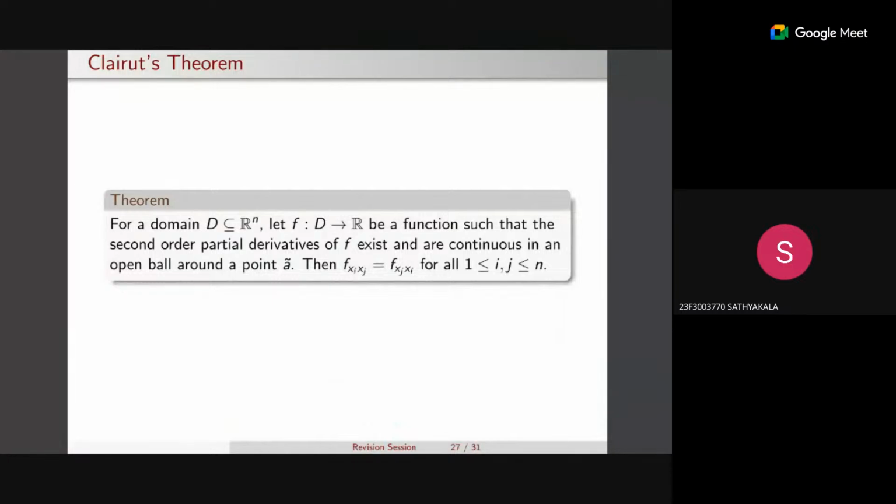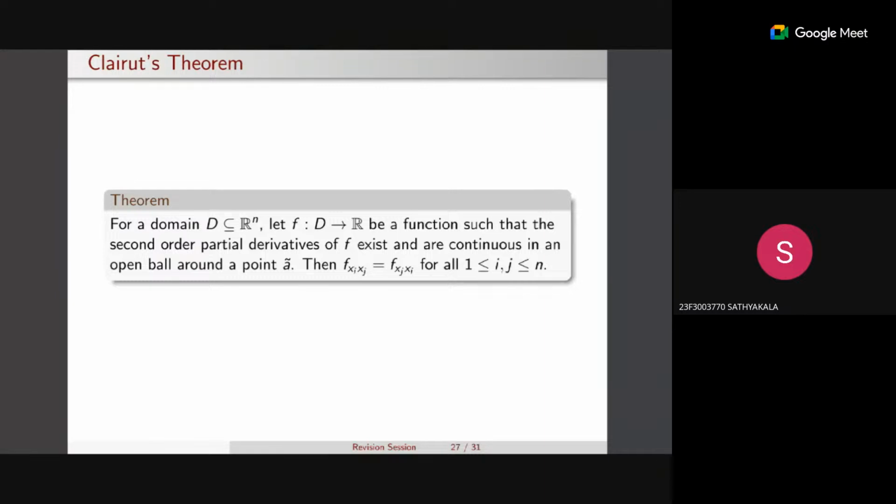But there is a problem which was not a problem in the one variable case, where there was no notion of mixed derivatives. There's only one variable, so you just keep differentiating it with respect to that variable. But in the case of multivariable calculus, whether you differentiate with respect to xi first and then xj, or xj first and then xi, that may make a difference.